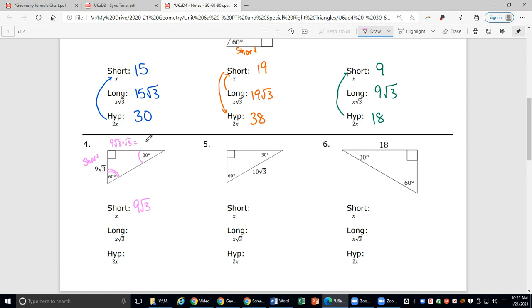Well, I can actually do that, right? That's going to be 9 square root of 3 times 3 is 9. And then the square root of 9 is just 3. So that's really 9 times 3, which is 27. Notice I no longer have a square root because it went away when I square rooted the 9. So this is just 27. My hypotenuse is 2 times 9 square root of 3. So my hypotenuse here is going to be 2 times that short leg, 9 square root of 3. 2 times 9 is 18 square root of 3.